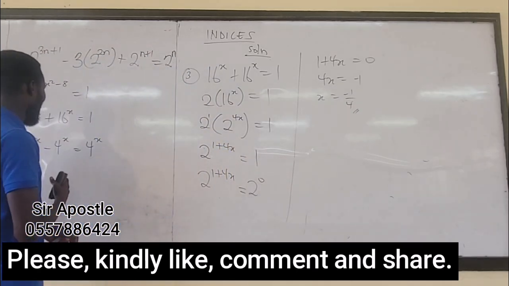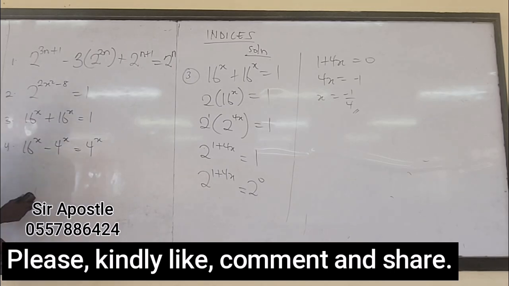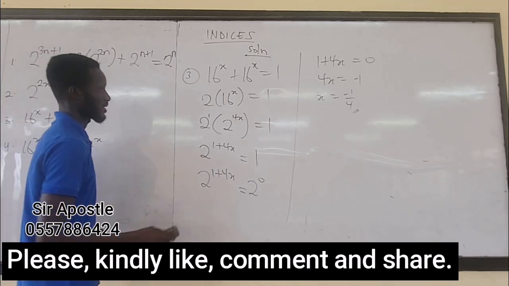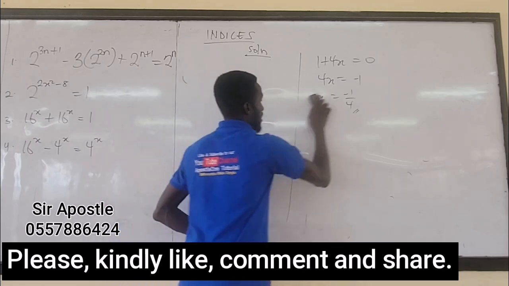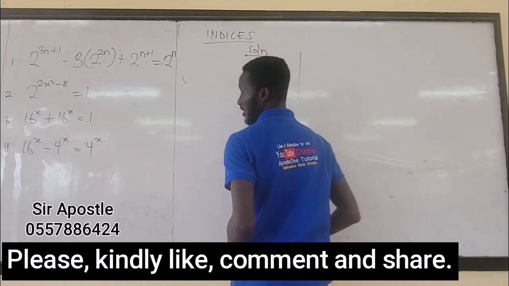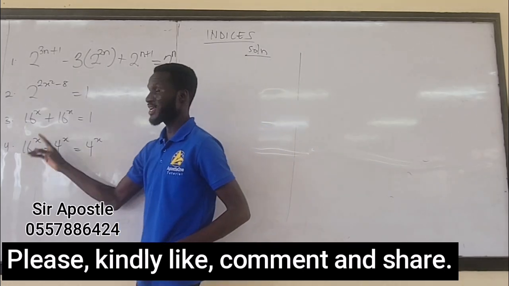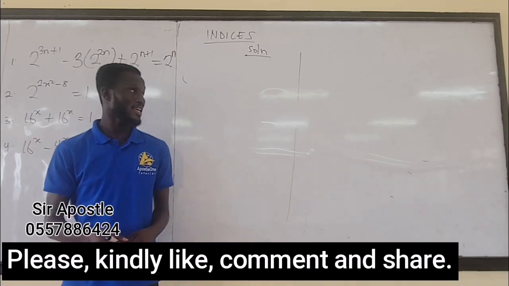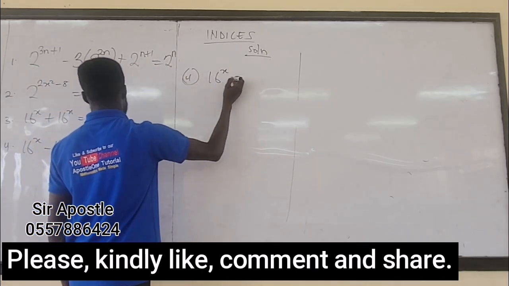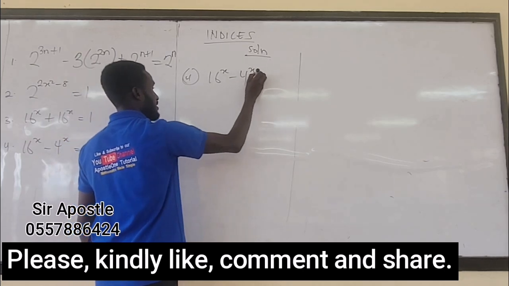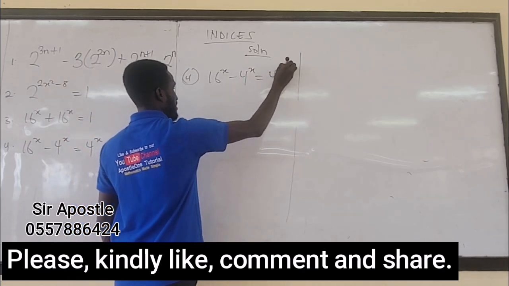Now let's move on to the last question, question 4. We have 16 exponent x minus 4 exponent x is equal to 4 exponent x.